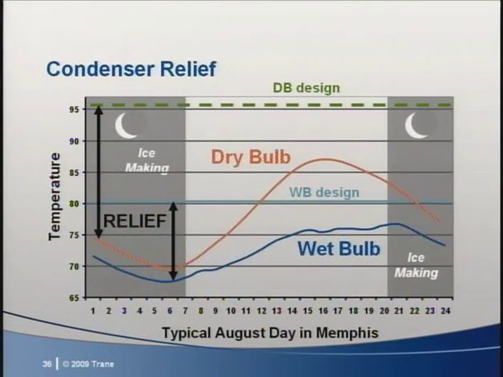The other difference between air-cooled and water-cooled is that air-cooled shows a better efficiency benefit from ice storage. This is because during nighttime ice making mode, the ambient dry bulb drops more significantly than the ambient wet bulb.